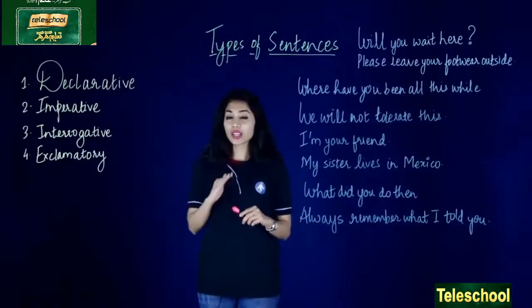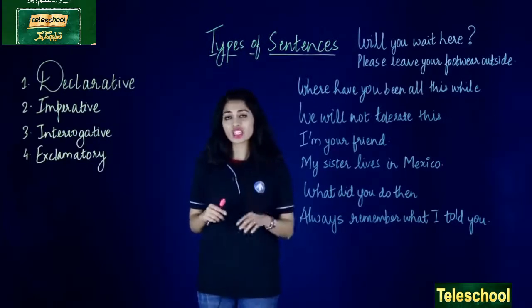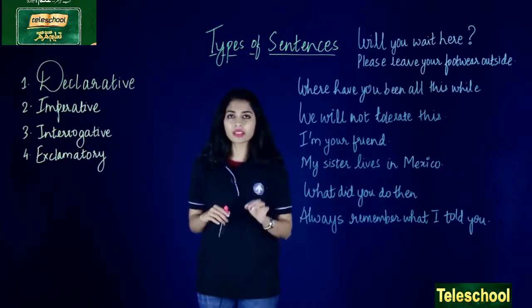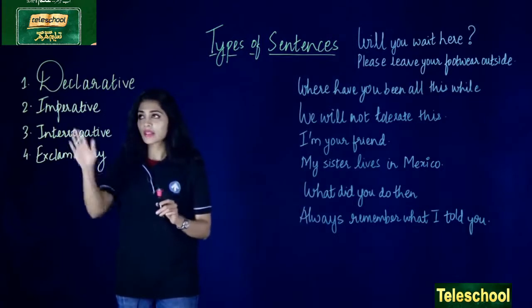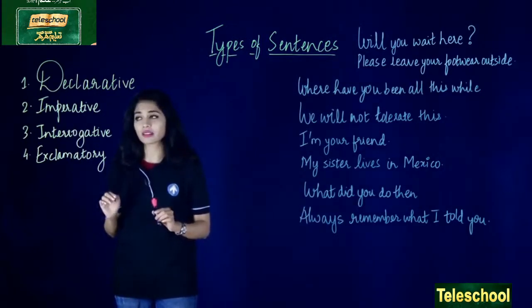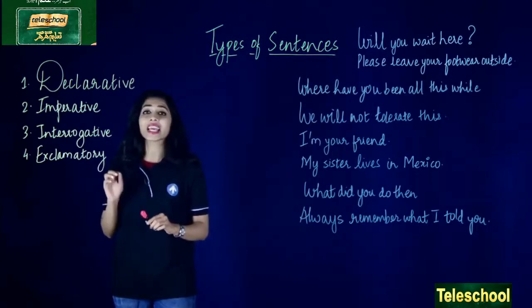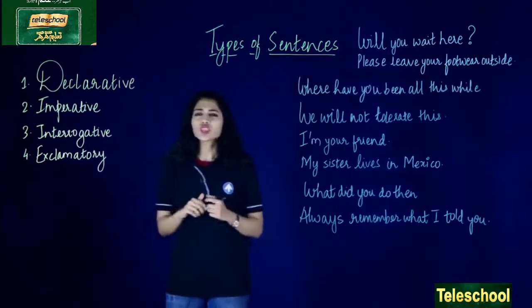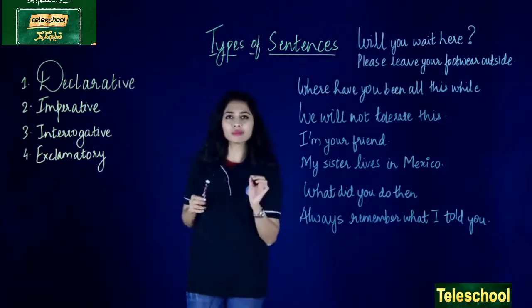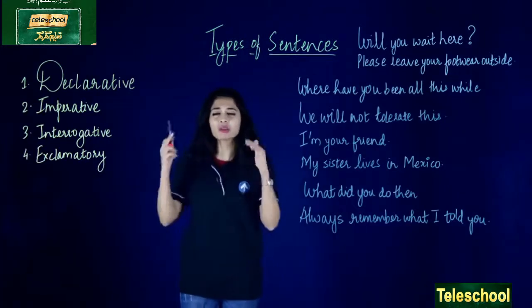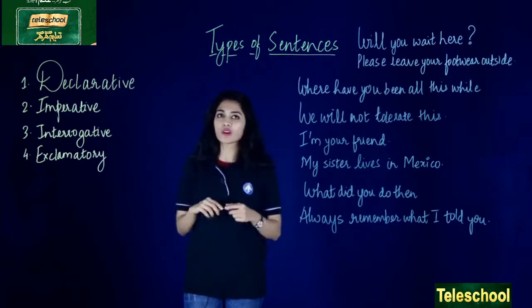Hey guys, so in today's class, we're going to learn about the different types of sentences. In English, we have four main types of sentences, and those are, the first one is declarative sentences, the second one is imperative sentences, the third one is interrogative sentences, and the fourth one is exclamatory sentences. So, I do not want to give you big definitions to each of these sentences. I'm just going to give you key words. Just remember these words and y'all will be sorted when it comes to types of sentences.